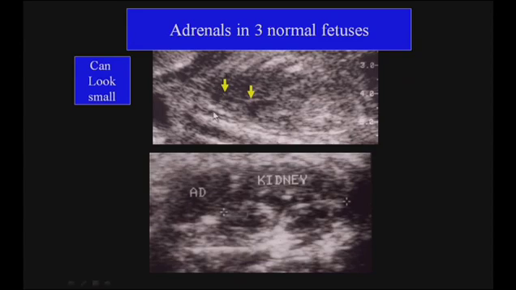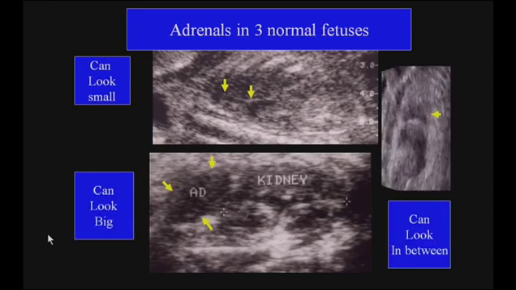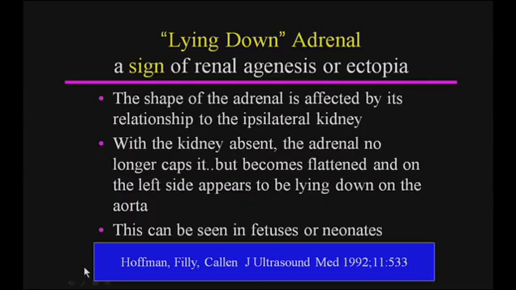This is just an example of adrenal glands in 3 normal fetuses. This is a Y-shaped adrenal, which can look small. Adrenals can also look big in relationship to the kidney. And this is just a coronal image of a triangular adrenal gland seen above the kidney. The lying down adrenal gland, again, is a sign of renal agenesis or ectopia.